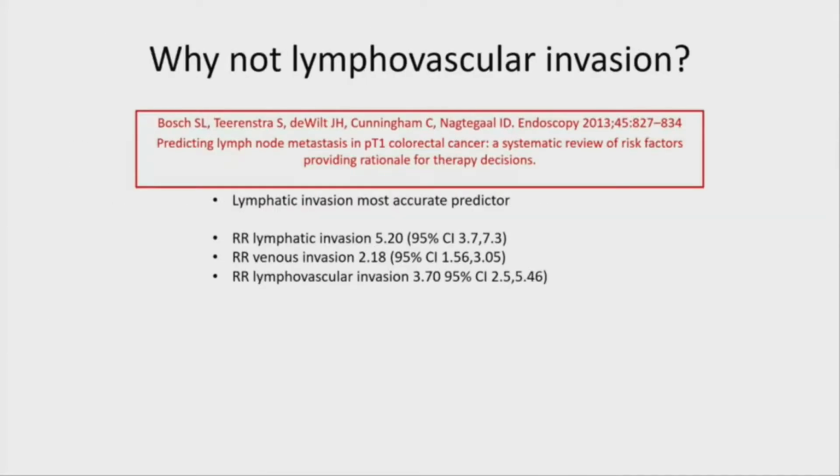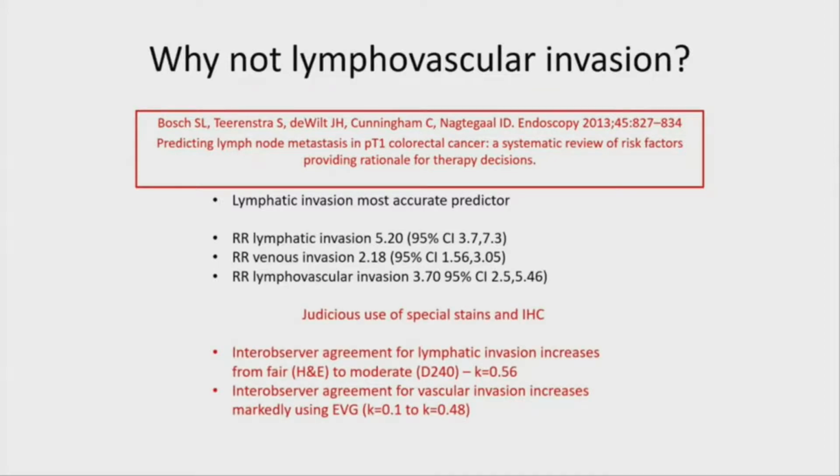Why is it that we record lymphatic and venous invasion separately? Well, this paper illustrates that actually the relative risk for venous invasion is lower than that for lymphatic invasion when separated out in this meta-analysis.